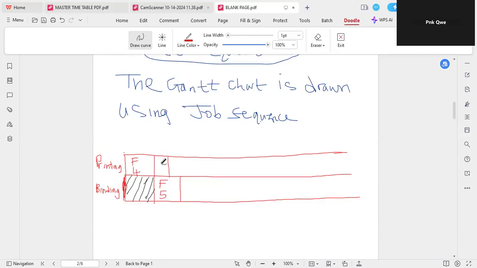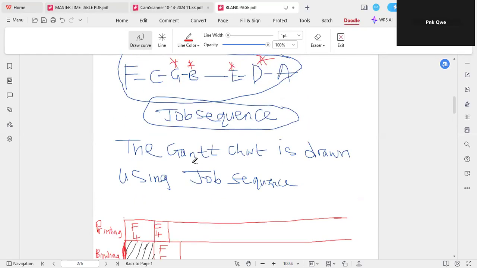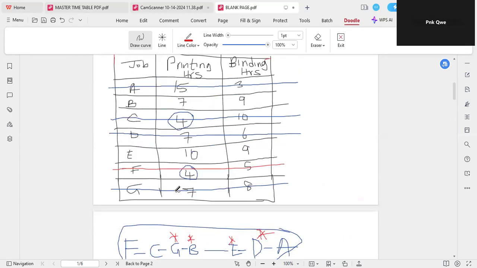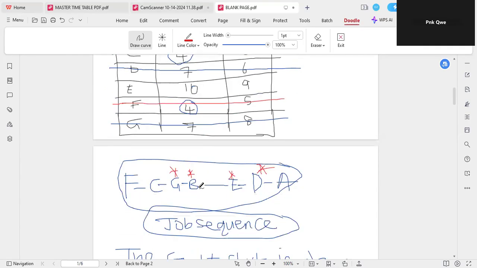Okay, so C is taking 4 hours. And then after they finish C, they can start printing G. G is taking how many hours? It's taking 7 hours to be printed.